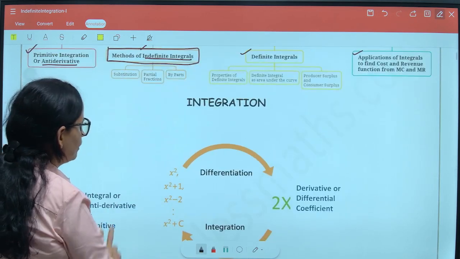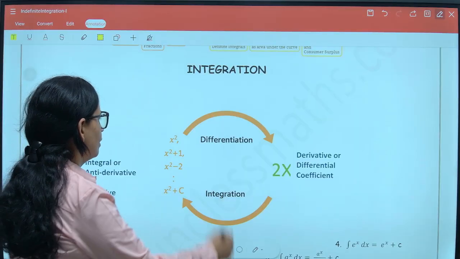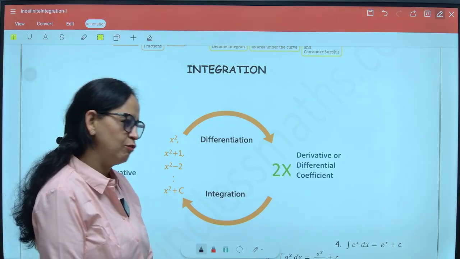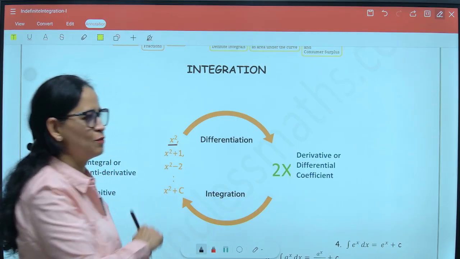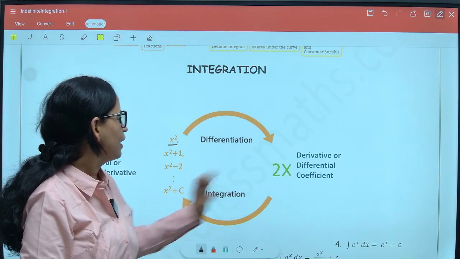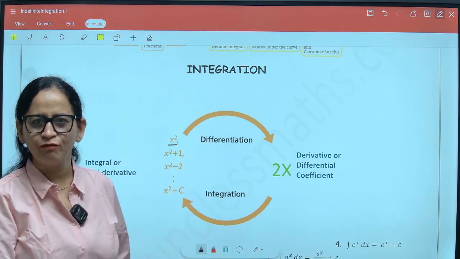So let's start with what is integration. We have already done differentiation in grade 11 and in 12 also. We understand what differentiation is. For example, if there is a function x square, when we differentiate it we get 2x. Now 2x is fine, but integration is the opposite of differentiation.